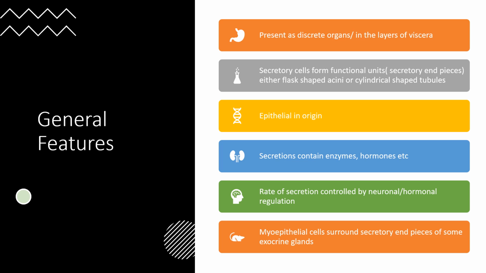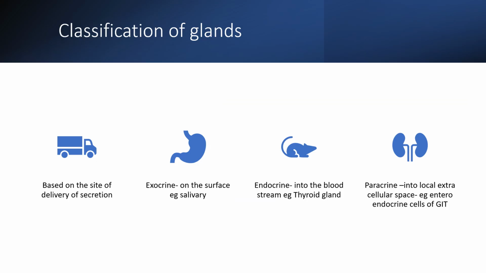The rate of secretion of any gland is governed by the neuronal or hormonal control. The myoepithelial cells are star-shaped cells seen around the secretory elements of certain exocrine glands. So these are the general features of the glands.